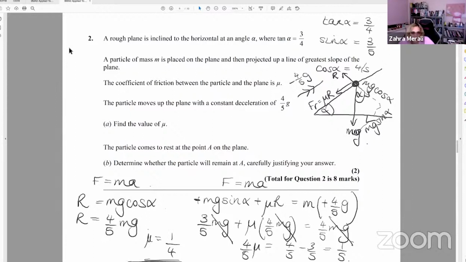The particle comes to rest at a point A on the plane. Determine whether the particle will remain at A. So what we need to think about is, is it going to stay at A? Is the friction more than the force going downwards? So it gets to A, there's a force of the weight, so you've got mg sine alpha pushing it down the slope, and you've got friction, which is going to stop it going down because it'll act in the opposite direction, or the weight is more than that. So let's have a look at what that comes out to be.